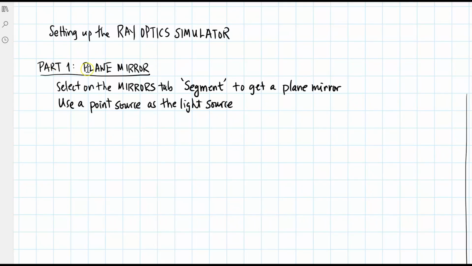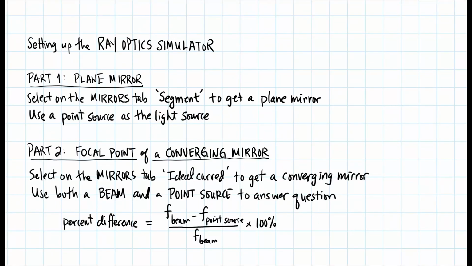For part 1, plane mirrors, select on the mirrors tab to get the segment, and this is the same as the plane mirror. Then use a point source as a light source to answer the questions. Part 2, focal point of a converging mirror. Select on the mirrors tab to get the ideal curved mirror, and then you have to set the focal length to get a converging mirror. You should use the same focal length in part 2 as you use in part 3. Then use the beam and the point source to answer the questions.